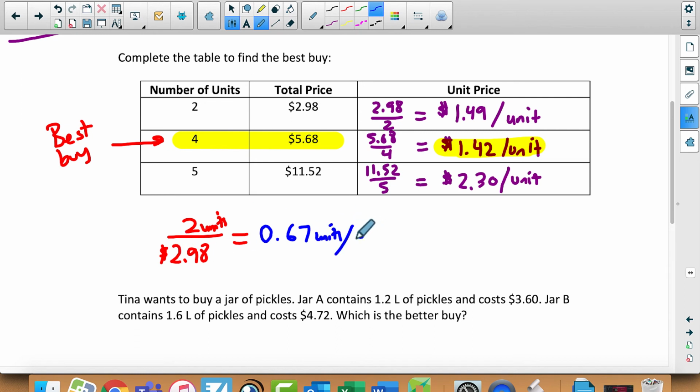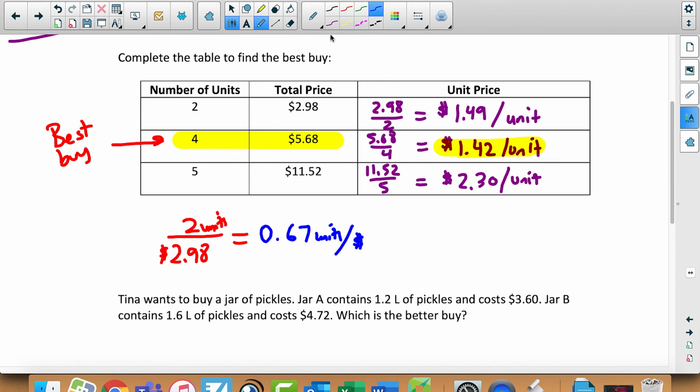So what's that mean? It means for every $1 you spend, you can buy 0.67 units. Now that's not very realistic. You can't go into a store and put down your dollar and say, give me 0.67 units. But you can use it to compare.